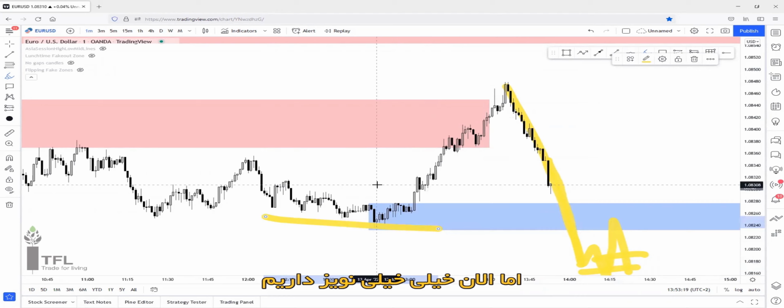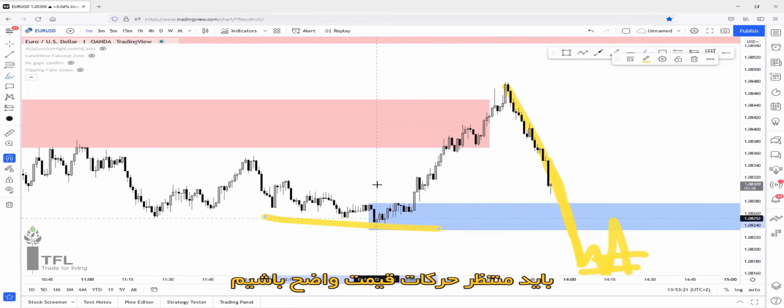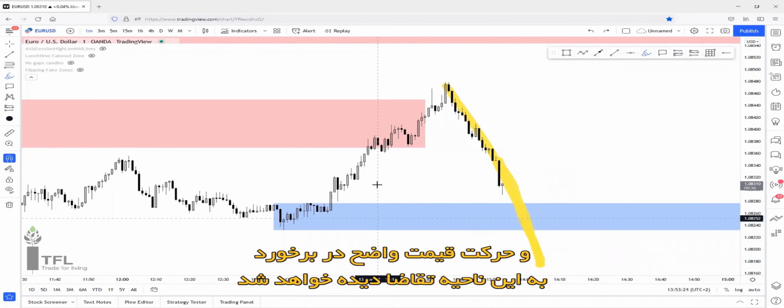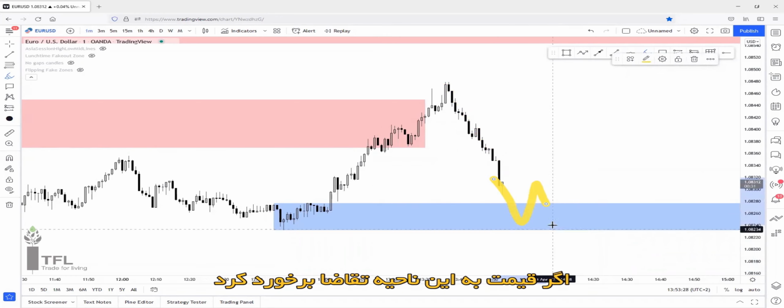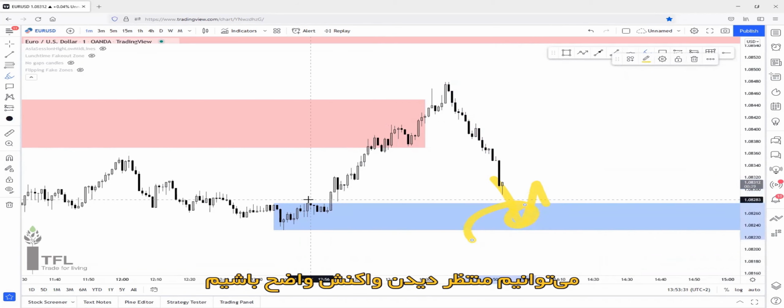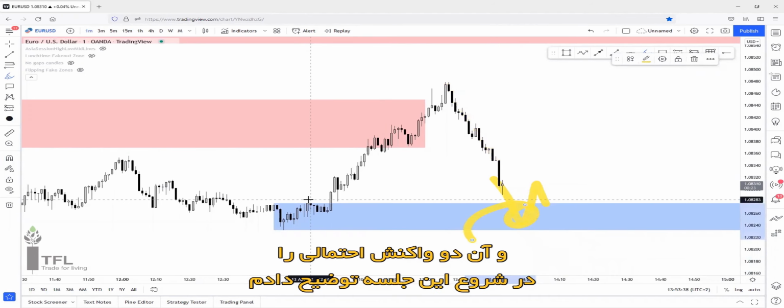But it's really, really noisy right now. We have to wait for a clear price action, and the clear price action will be shown right here at this demand tap. If this demand is being tapped, we'll be able to wait for a clear reaction, right? And those two reactions, those two possibilities could be the ones that I showed you at the beginning of the session.